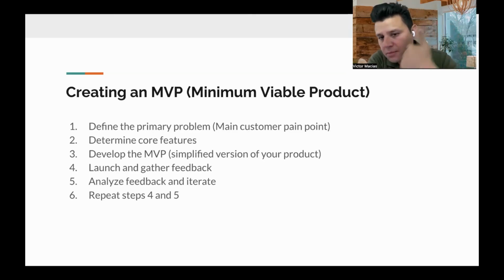I can make the chips non-GMO. I can make them vegan. I can make them all natural. I can make them in funky flavors. I can make them in funky shapes.